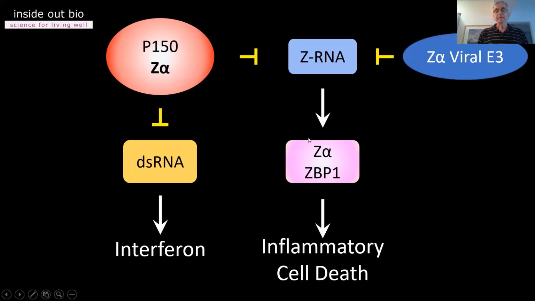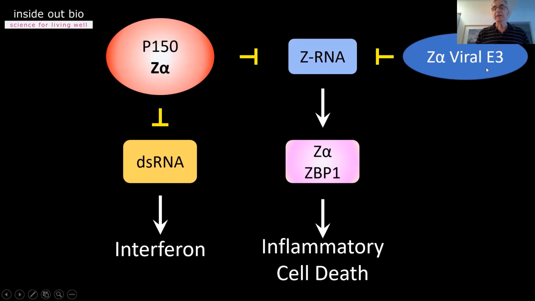The other Z binding protein in humans is Z-DNA binding protein 1, which activates inflammatory cell death and is triggered by Z-RNA. So Z-RNA is another element recognized by ADA1 P150, which inhibits both responses, the interferon response and also the cell death response. Viruses also have their own Z-alpha to inhibit these responses.